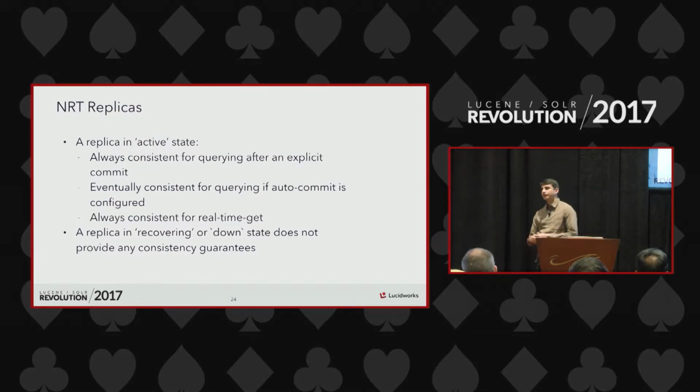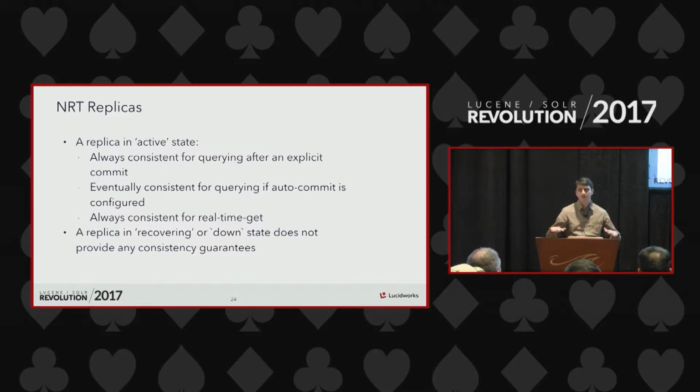When you have NRT type replicas, the normal replicas that were in Solr Cloud until 6.x, a replica which is in an active state is always consistent for querying after an explicit commit. If you are using auto commits, if you're not sending commits by yourself, auto commits happen on their own schedule on the leader and on the replicas. So there might be periods of inconsistency, because depending on when the commit was scheduled on the replica, it might not have exactly the same documents as the leader. But they are still eventually consistent.